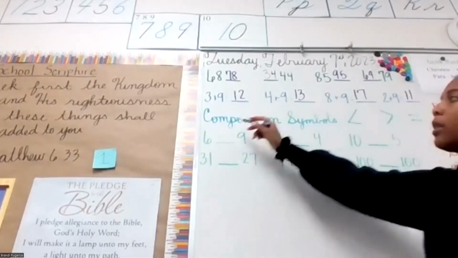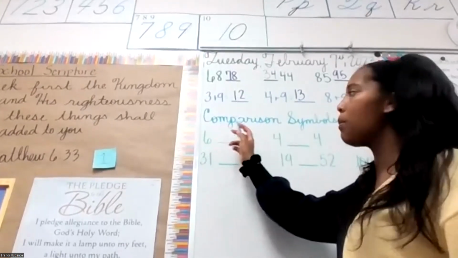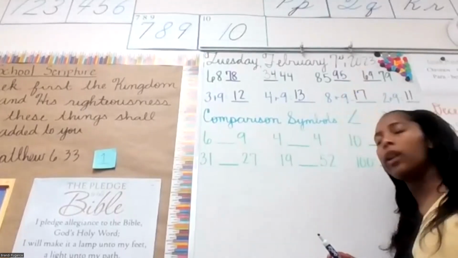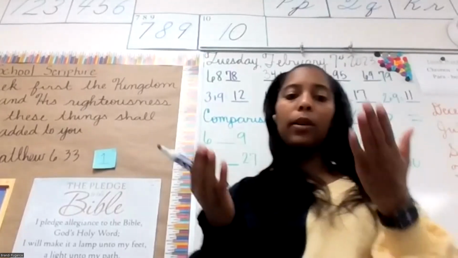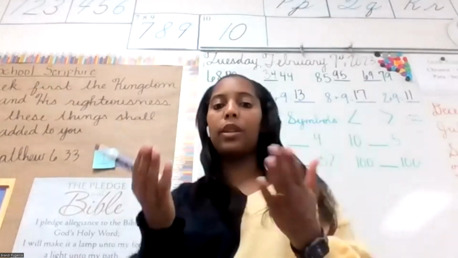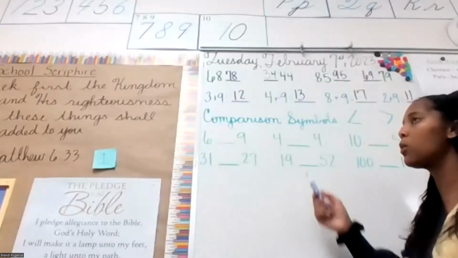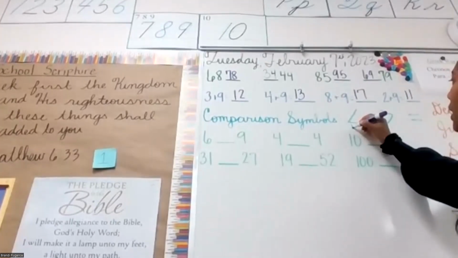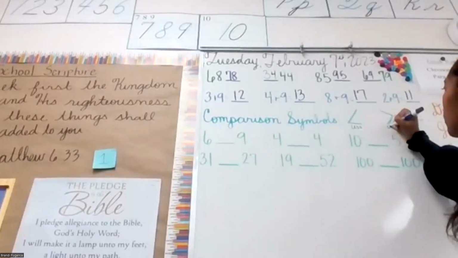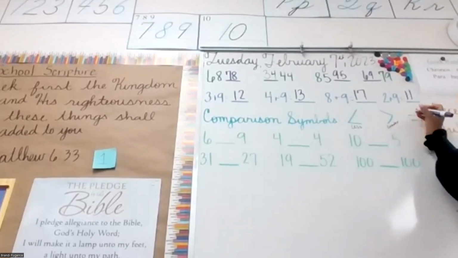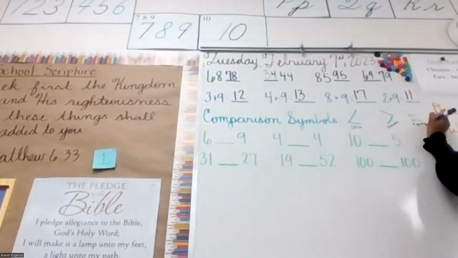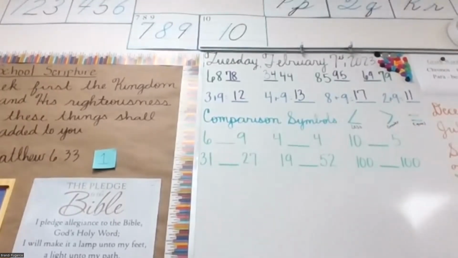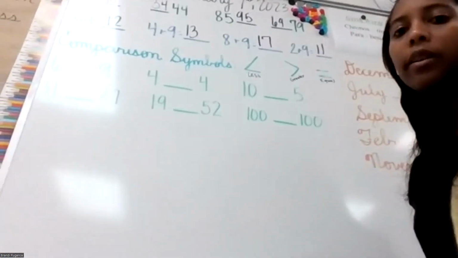All right, guys. So we're going to start learning what's called comparison symbols. We are going to take two numbers at a time and compare the numbers to one another. That's why they're called comparison symbols. What I mean by comparing is we're going to determine if a number is less than, greater than, or equal to another number. So these are the symbols here, okay?